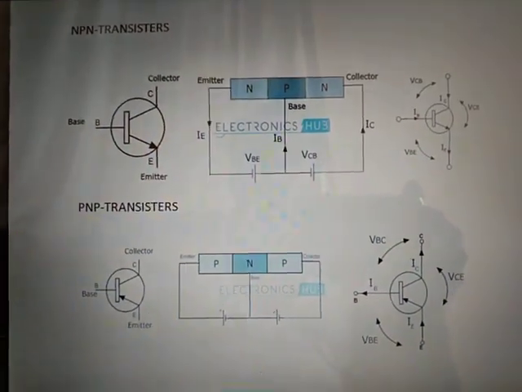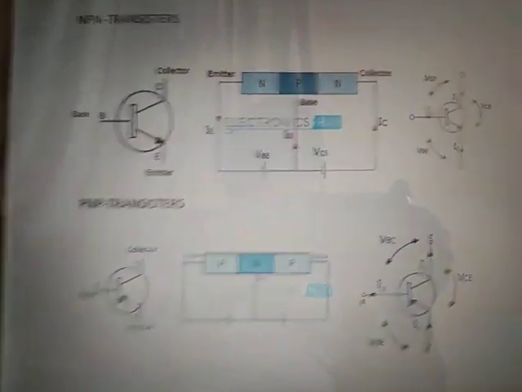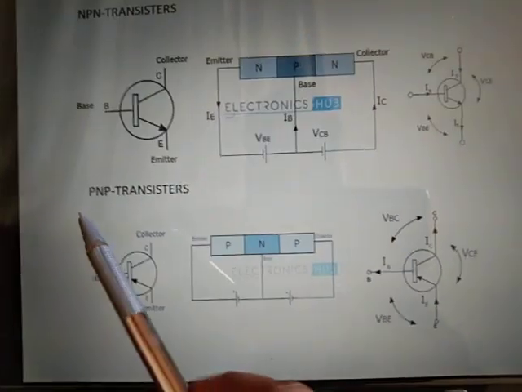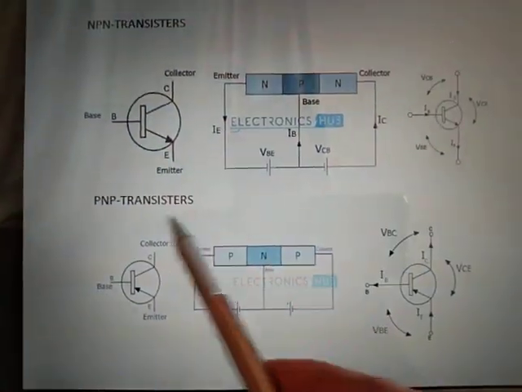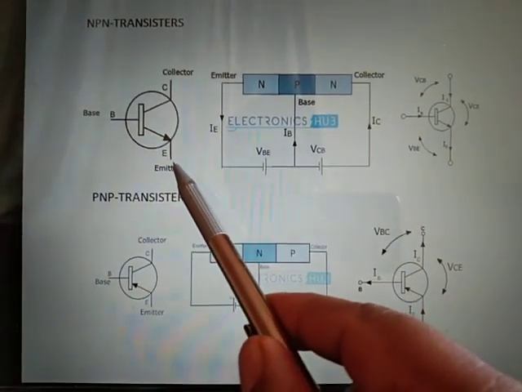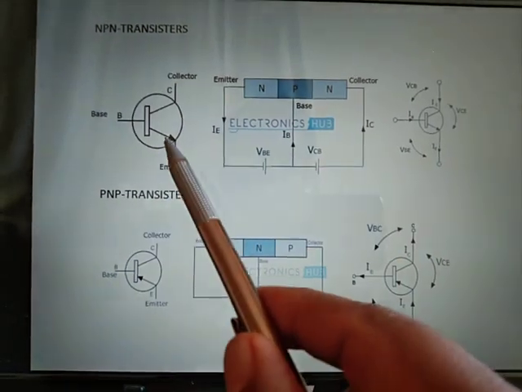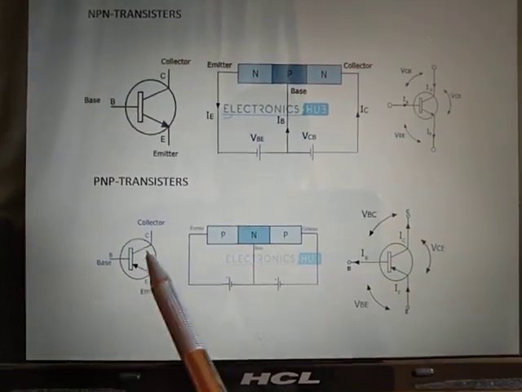Here there are two types. One is the NPN transistor, second one is the PNP transistor. These two symbols are used for NPN and PNP transistors. This is the NPN transistor symbol. This is the PNP transistor symbol. In the NPN transistor, the three terminals are emitter, base, collector. This is the notch for NPN, and this side is the notch for PNP.